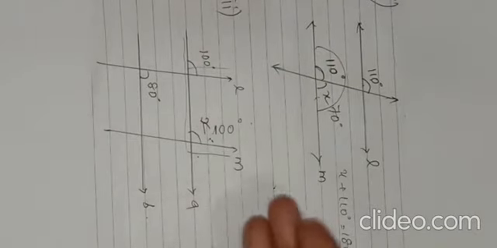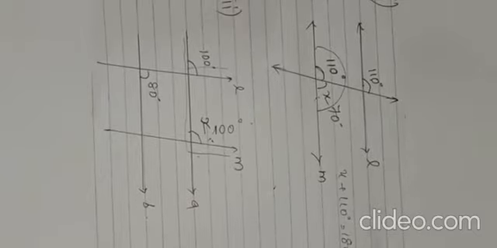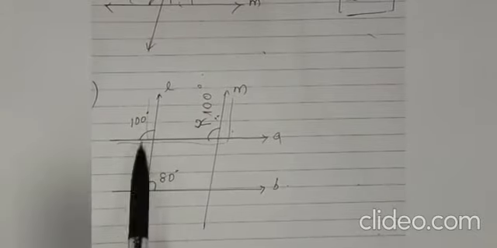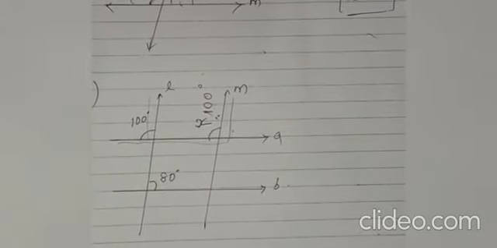No worry if there are two transversals. You can turn the page and find out the solution. Okay, no problem. So again back to the position. So you will use the property of corresponding angles.